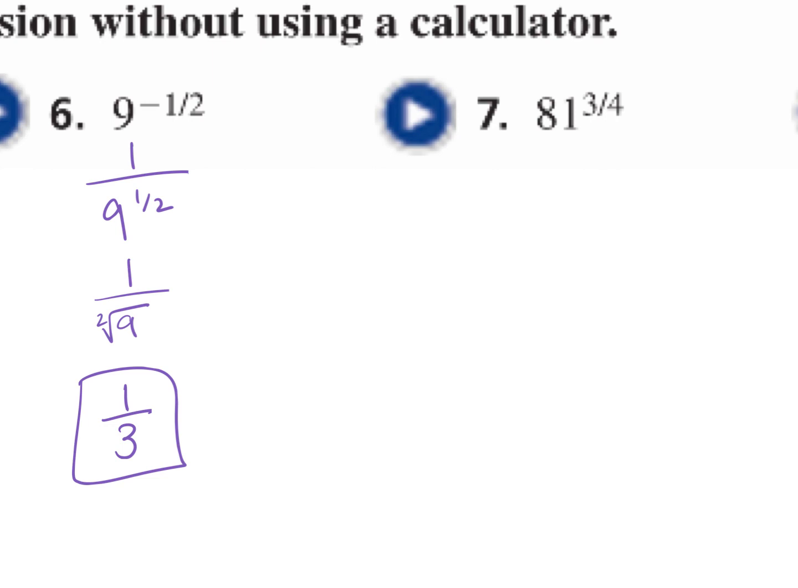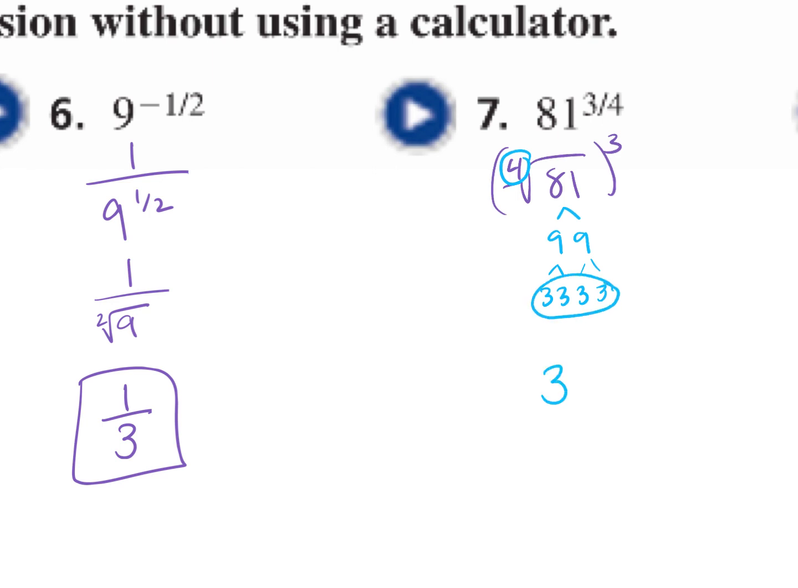Let's look at 7. What's my index? 4. So the 4th root of 81 cubed. So the 4th root of 81, we've got to break down 81. What are two factors of 81? 9 and 9. And two factors of 9? 3 and 3. How many of a kind do I need to circle? 4. So what comes to the outside? 3. But it is 3 to the 3rd power. What is 3 to the 3rd power? 27. Awesome. You can just break it down. 3 times 3 times 3. Well, 3 times 3 is 9, and 9 times 3 would be 27.